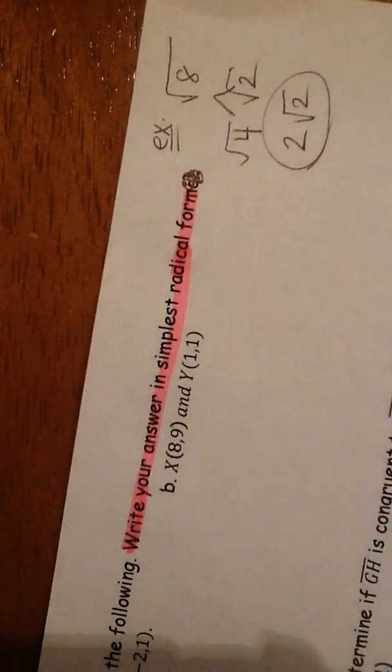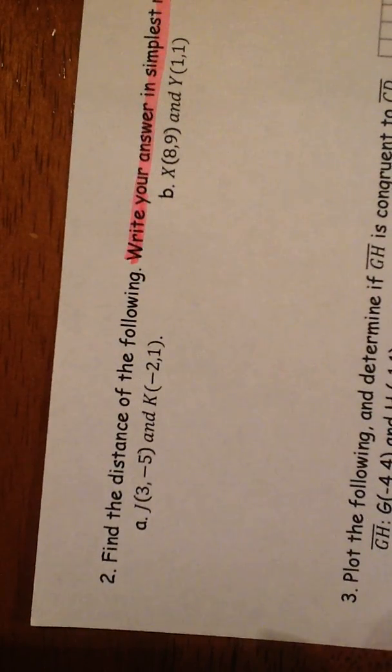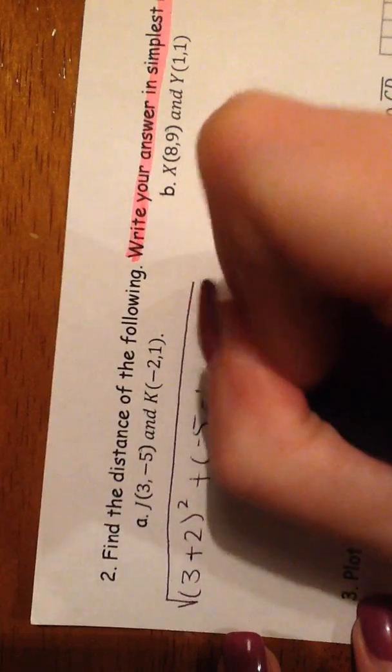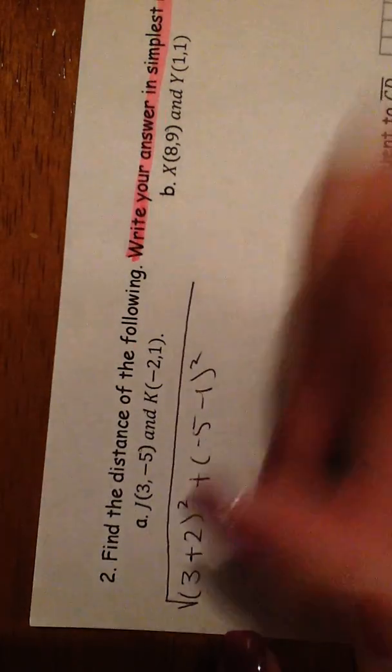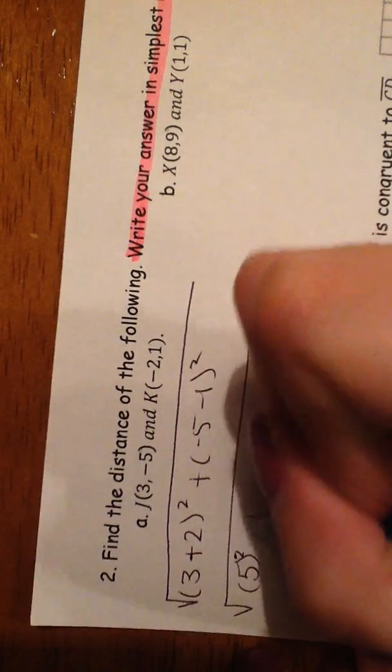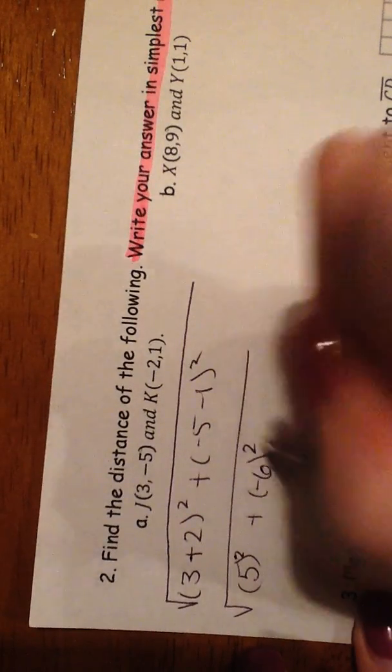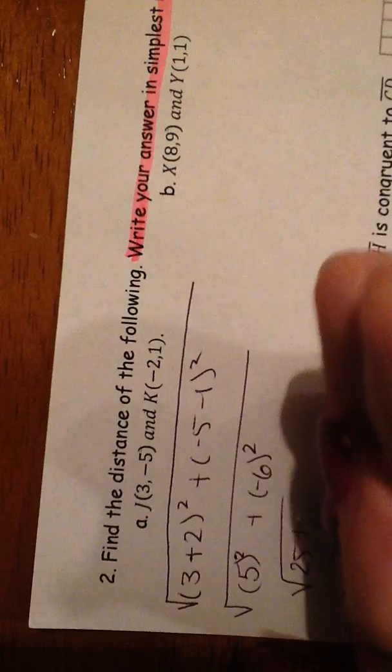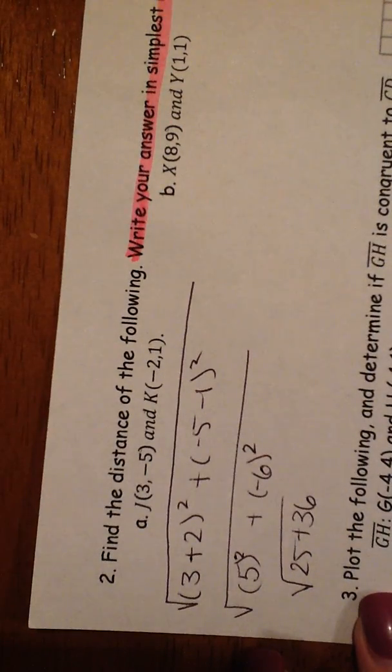So if I come over here, it says find the distance of the following. Alright, great. I'm going to open up my distance formula. x1, 3 plus 2 squared plus -5 minus 1 squared. So, okay, I have 5 squared plus -6 squared. So that's 25 plus 36. 25 plus 36 would be 61.